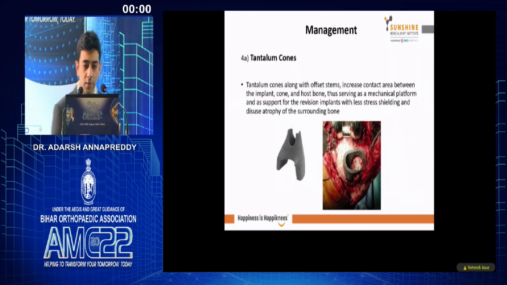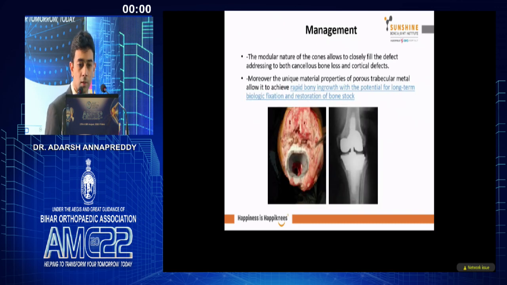Of course, now we have the tantalum cones. These have to be used along with offset stems. It increases the contact area between the implant, the cone, and the host bone, giving a mechanical platform, and less stress shielding is seen. The modular nature of the cones allows them to fit all types of defects, and the porous material helps rapid bony ingrowth as well. This is what the X-ray looks like with the cone.